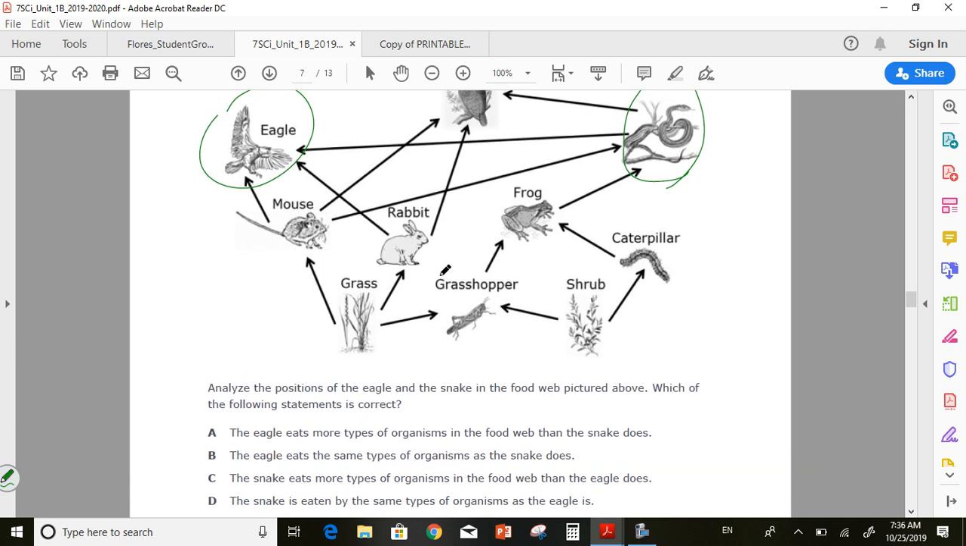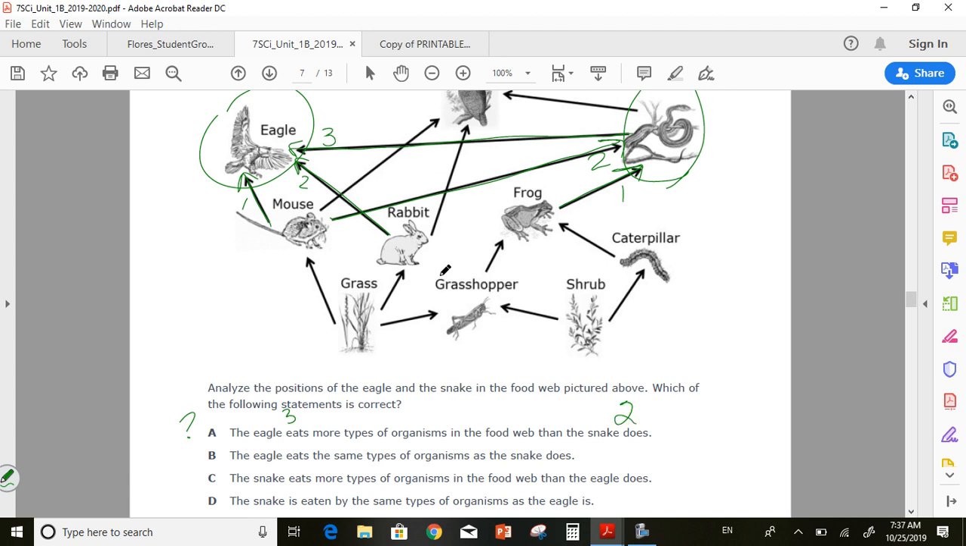Alright, so they're going to have some statements. Here we go. The eagle eats more types of organisms in the food web than the snake. Let's see. So this is 1. This is 2. And this is 3. Alright, so he eats a total of 3. The snake has 1 and 2. That's it. So this statement is correct. So I'm going to put a question mark. I'm going to say it eats 3 and it eats 2.